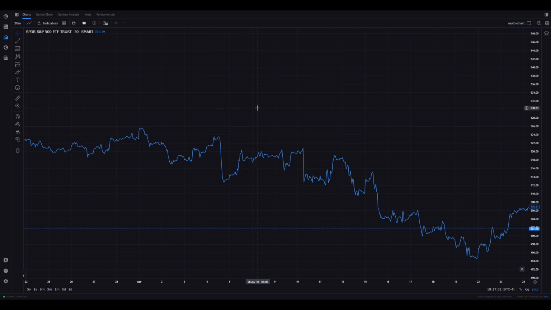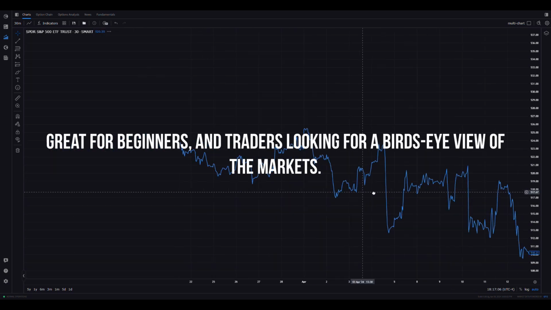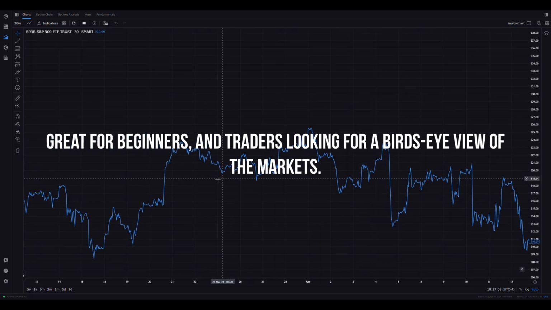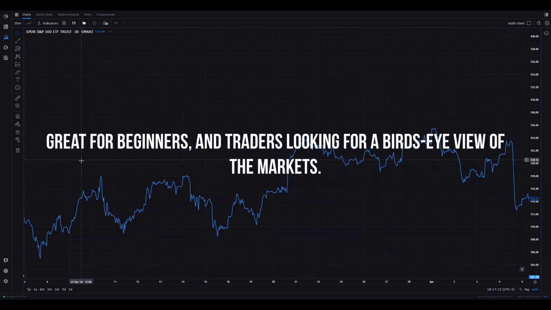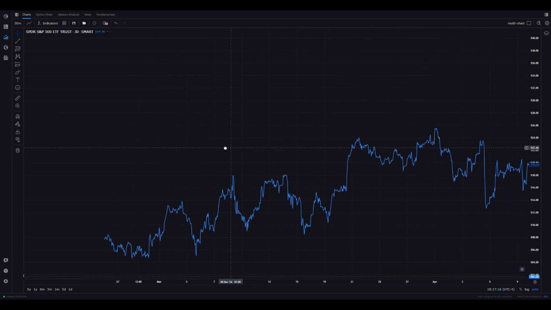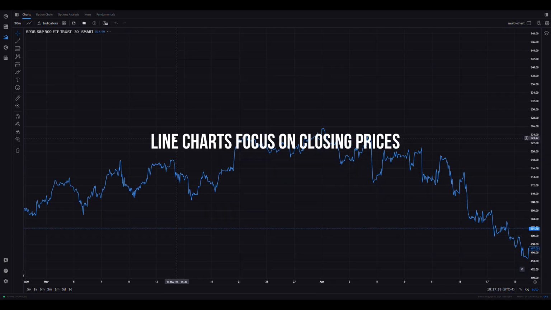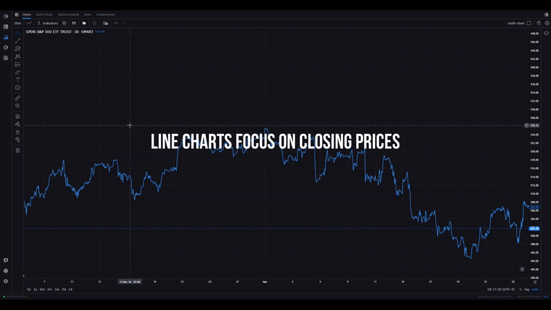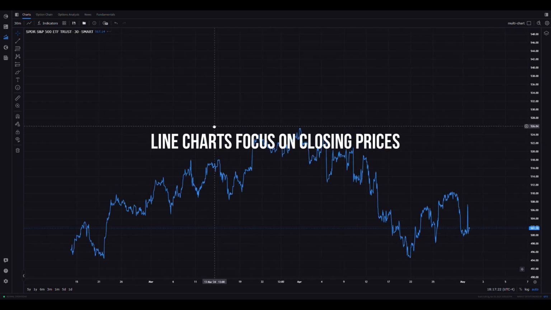Due to their simplicity, line charts are particularly useful for beginners or those looking for a high-level view of price movements over time. They can help traders identify major trends and key support/resistance levels with minimal effort. Line charts focus solely on closing prices, ignoring the intraday fluctuations that occur throughout the trading session.